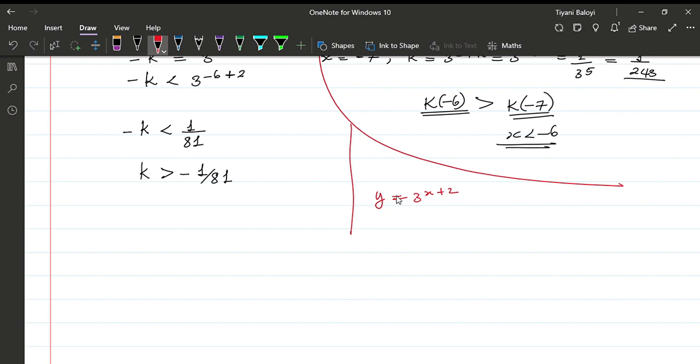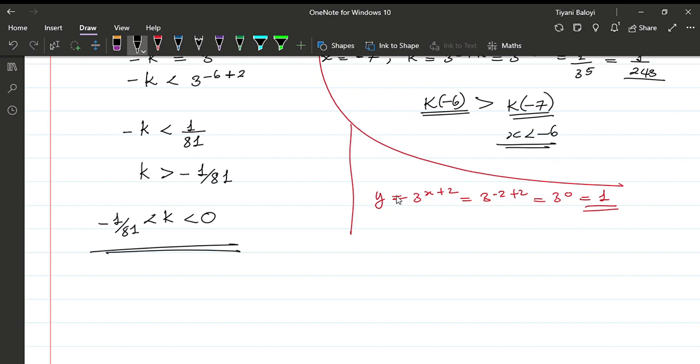Even if you put -2, you just have 3 to the power 0. That's just 1, right? There's no value. So it means that our k values are less than 0, because we cannot find an x value that will give us a k value that's 0. So we can say k is greater than -1/81 but less than 0. So this is our answer, right?